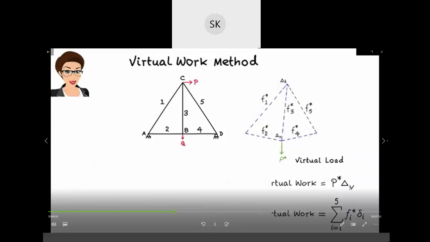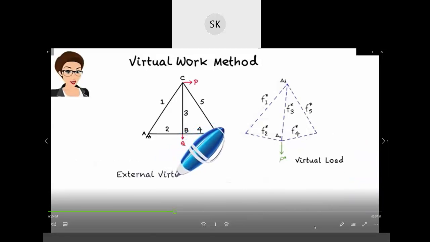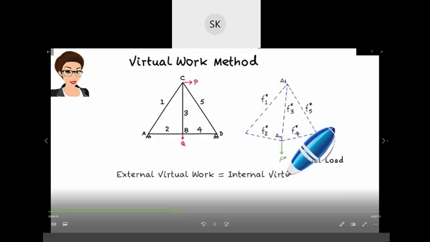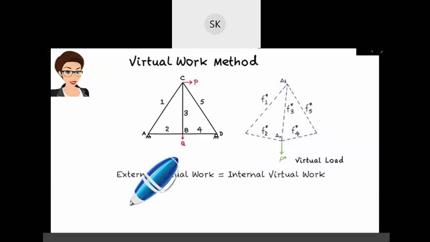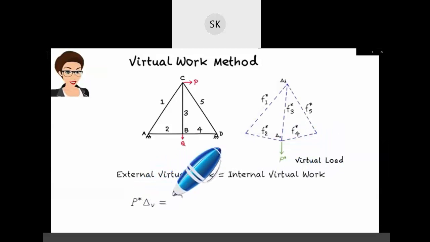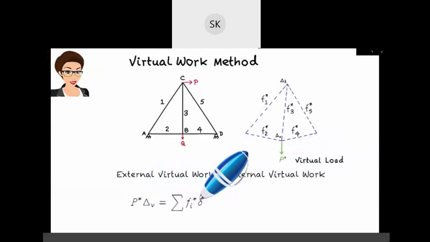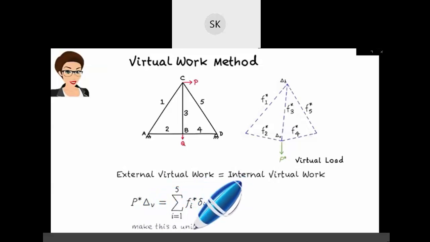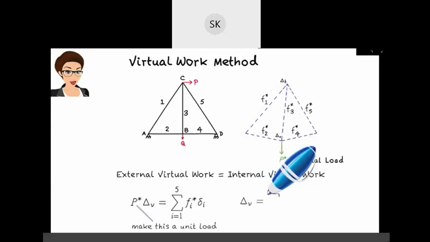The principle of virtual work states that external virtual work equals the internal virtual work. Now, since P star is imaginary, we can give it any value we wish. To simplify our calculations, let's make it a unit load. So we get delta V equals the sum of F star i times delta i.